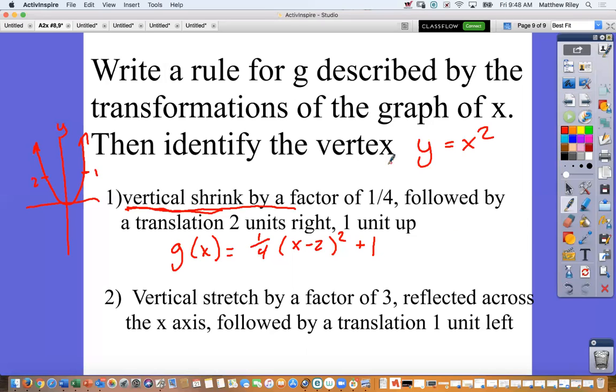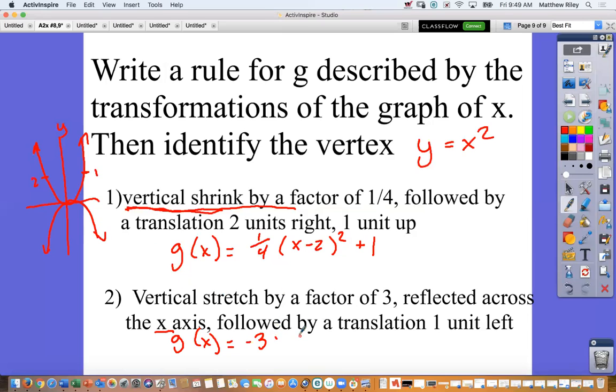Now let's look at number 2. Again, I want a rule for G, so here's your rule for G. It's a vertical stretch by a factor of 3 reflected across the x-axis, which means what's my A value? 3. But it's reflected. Negative 3. -3, again, because it's reflected across the x-axis, which means now all of a sudden these points are opening down.